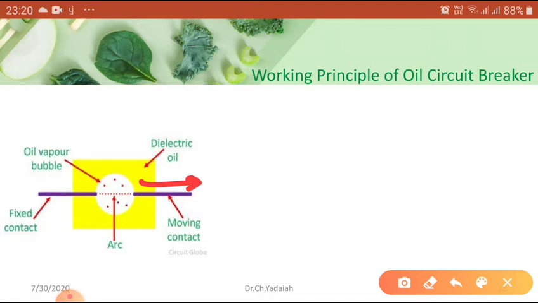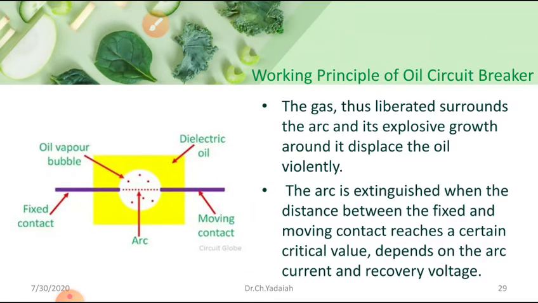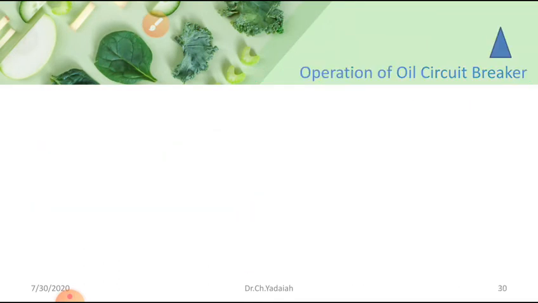So the arc is extinguished when the distance between the fixed and moving contacts reaches a certain critical value, a defined value that depends on the arc, its rating and capacity. So these are the things you have to know. Already we have seen this is the working principle of the oil circuit breaker. Now you can see, these are simple and easy, but you have to know what is happening inside.